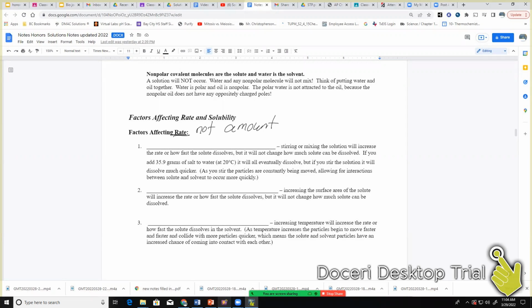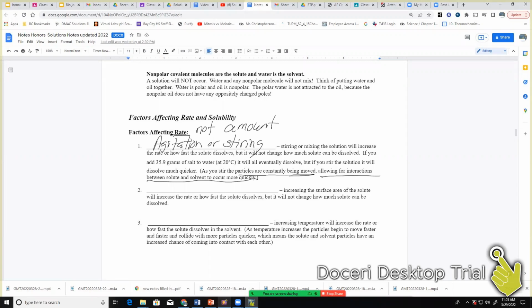So the first way to increase the rate is by agitation or stirring. That's why for making Kool-Aid, for making something where we're putting a powder in, we usually stir it up because it just causes it to go into solution quicker, so it's ready to drink. And the reason is that the particles, if you stir them, are constantly being moved. So that increases the interactions between the solute and the solvent, and so they go into solution quicker. And that's going to end up being the reason for all three of these, actually.